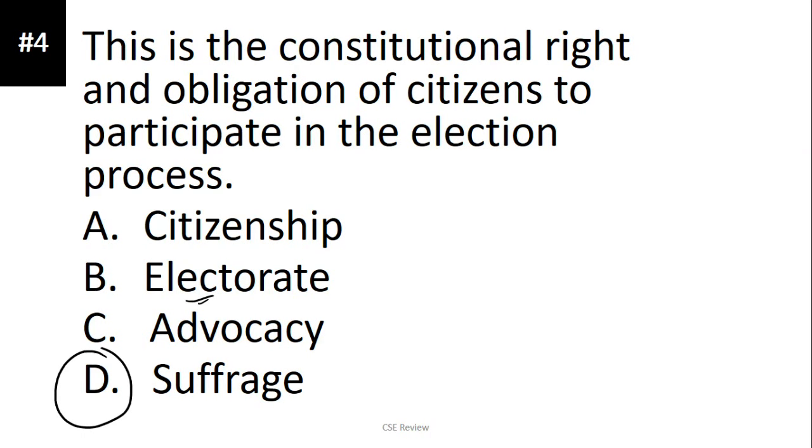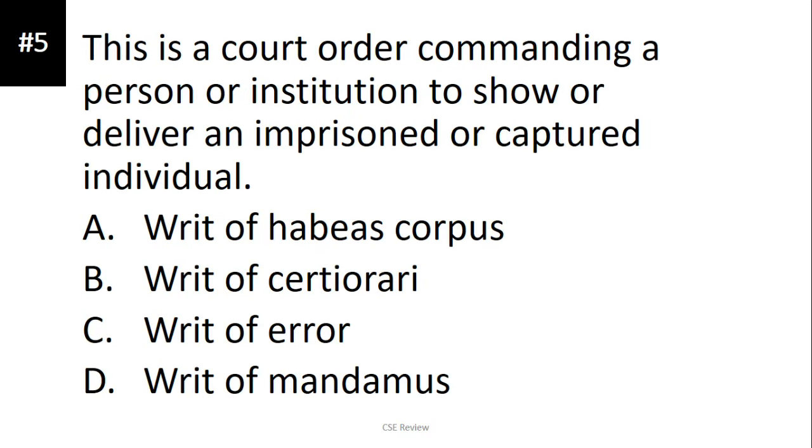That is what yung pinaghirapan ng mga women's rights advocates in many countries around the world. Okay? We're just favored na isa sa mga unang countries to grant the authority to vote ang Pilipinas when it comes to women. Number 5, this is a court order recommending a person or institution to show or deliver an imprisoned or captured individual. The answer here is letter A, writ of habeas corpus. Kasi ang habeas corpus is basically to show the body. Okay? Kailangan ipakita yung katawan ng nawawala.